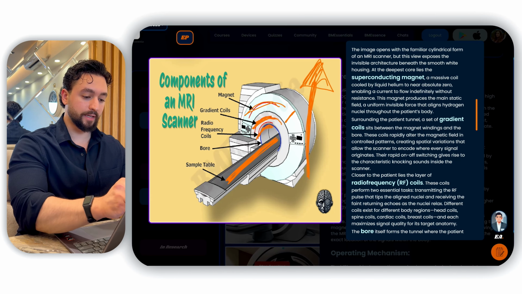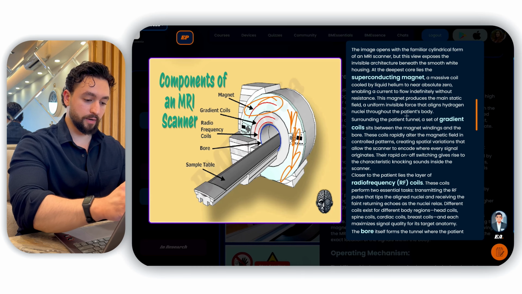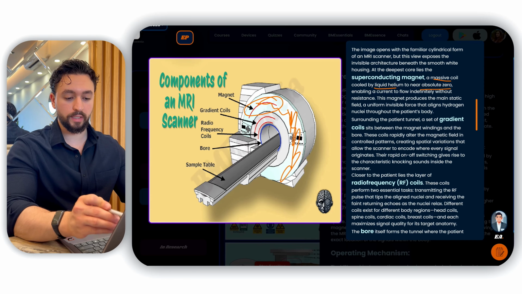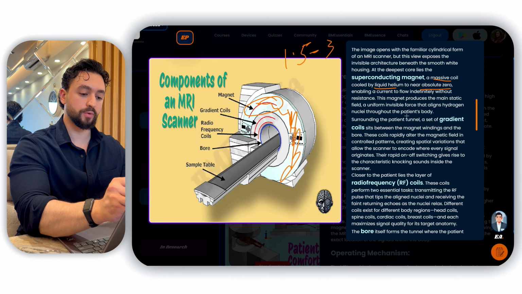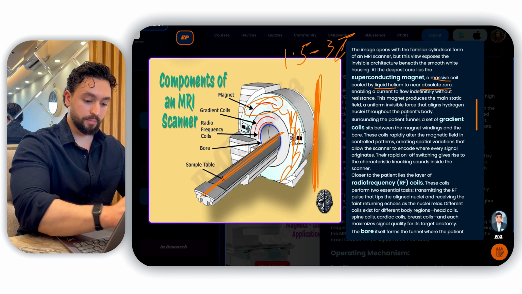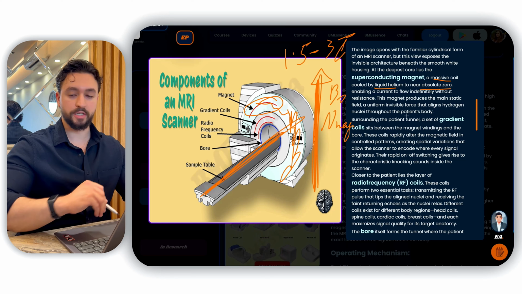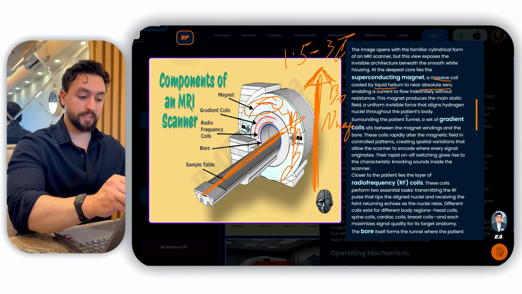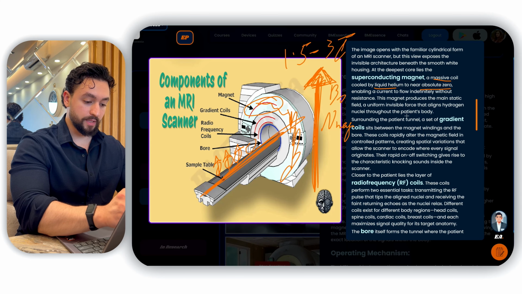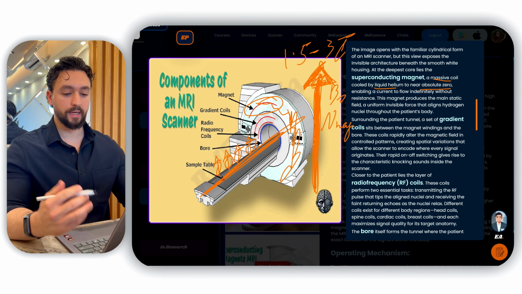So firstly, we have the magnet, which is the outermost layer, which is the superconducting magnet over here. So it is this area, as you can see over here. It is a massive coil, which is cooled by liquid helium to absolute zero. It ranges from 1.5 to 3 Teslas, and it exerts a main magnetic field, which is perpendicular to the patient positioning, known as B0, or you can call it the net magnetization vector, which is a main magnetic field. This main magnetic field influences all of the proton spins of the patient lying on the MRI machine to follow and fall within its same direction.